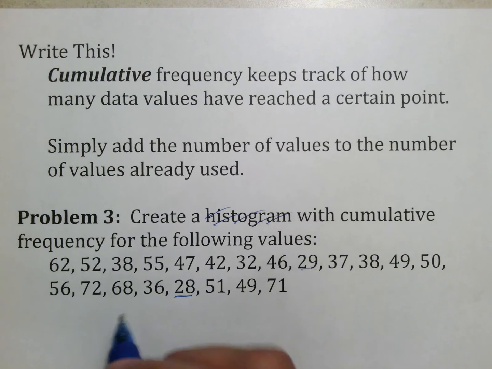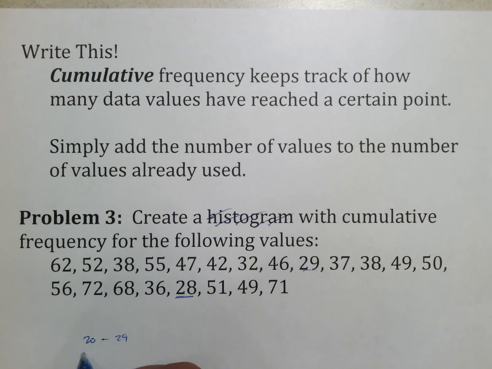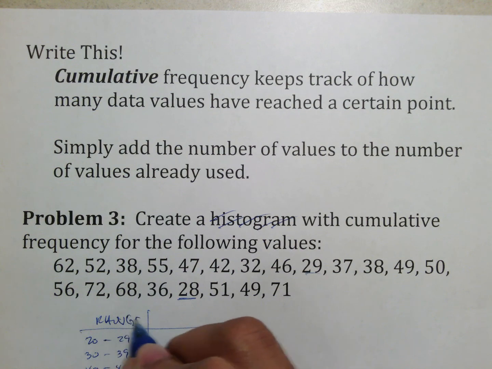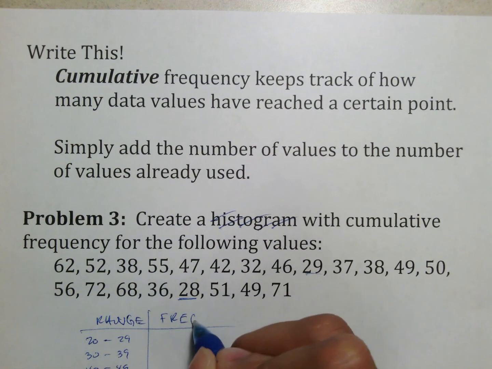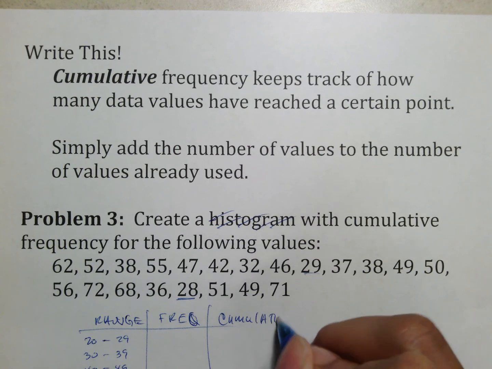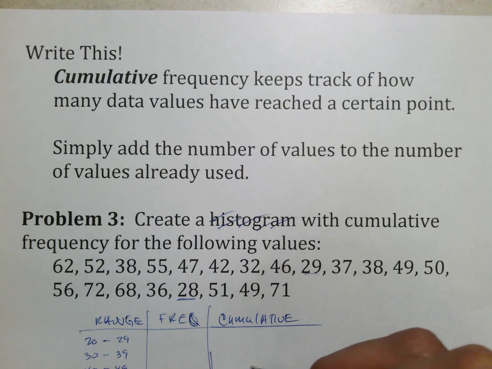So I think what I would do is just count by 10. So 20 to 29, 30 to 39, 40 to 49, 50 to 59, 60 up to 69, and 70 up to 79. I don't think I see any 80s in this group, and if we do, we'll fix that. But again, this is your range, this is your frequency, but anytime you're talking cumulative frequency, that goes all the way at the edge.